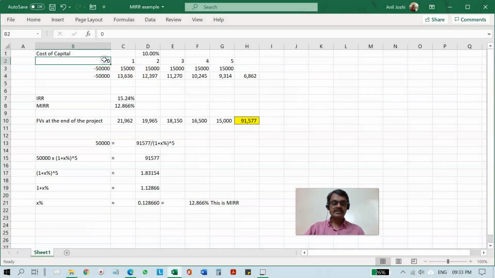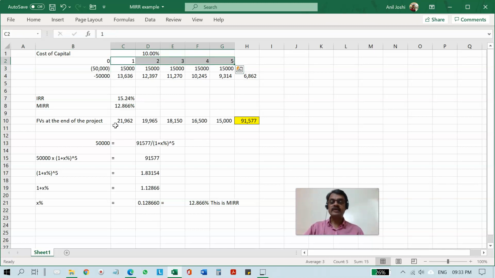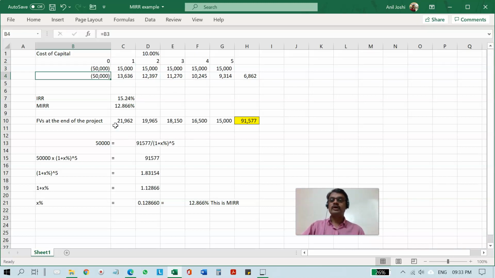So here I have taken one example. Year 0, that is my, as on today, investment, let us say it is 50,000 rupees. And from year 1 to year 5, assuming that the life of the project is 5 years, the net cash inflows are going to be 15,000 rupees each. Let us assume that the cost of capital is 10%. So with that 10% cost of capital, your NPV is coming to 6,862.